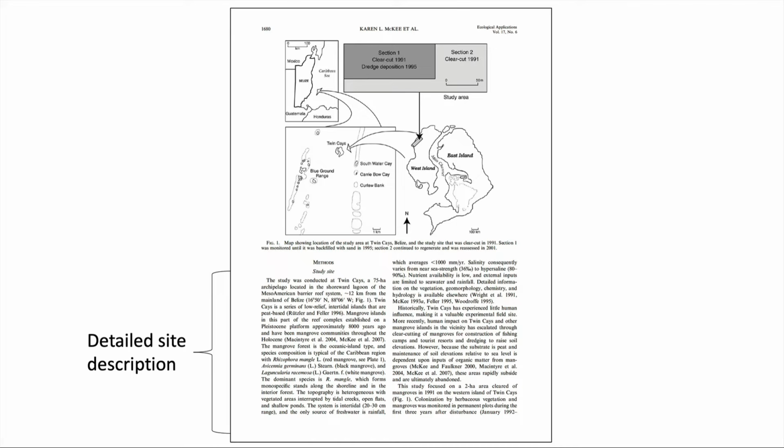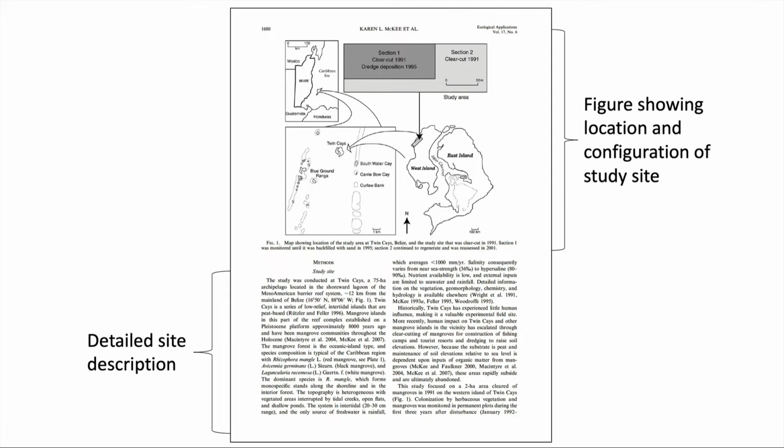In our paper, we provided an extensive site description since it was important to tell the reader about the environmental conditions at the study site as well as history of disturbance. We also included a figure showing the location and configuration of the study area. You may have used a special experimental facility or laboratory setup that needs a detailed description.